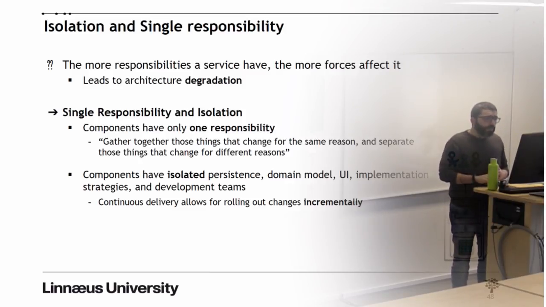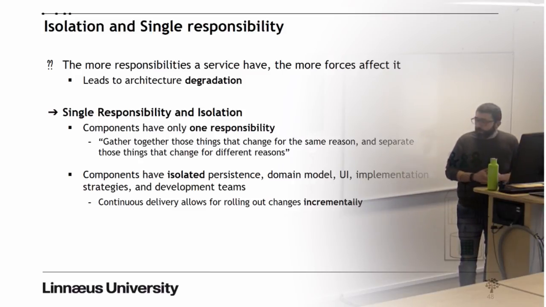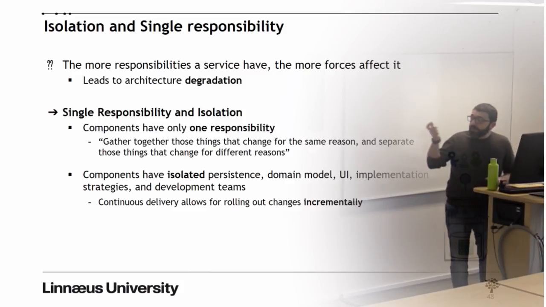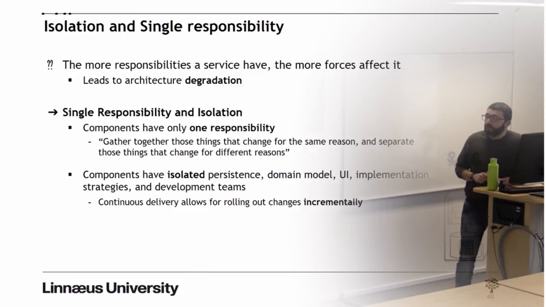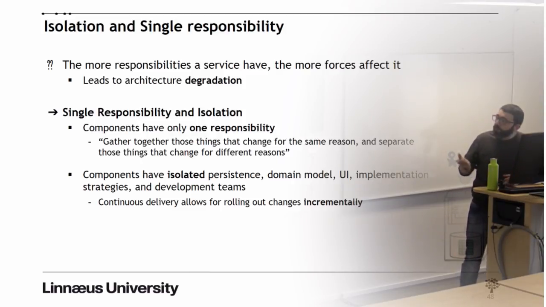They have their own domain model, user interface, implementation strategy, and development teams. Everything should be independent from each other. Every single service should be independent of the others in this way. And this single responsibility is very important. If you take into account only one responsibility, then it's much easier to keep the quality level of the architecture.